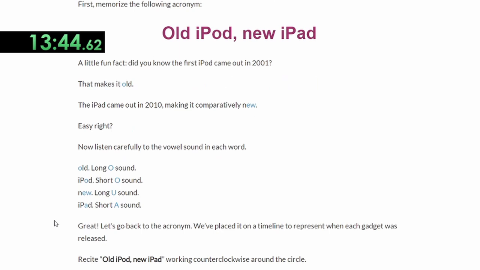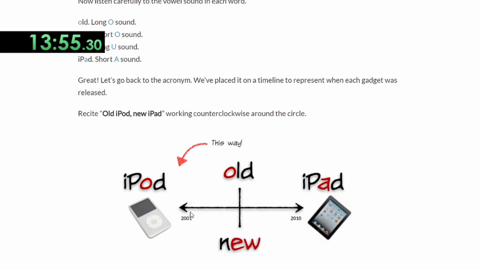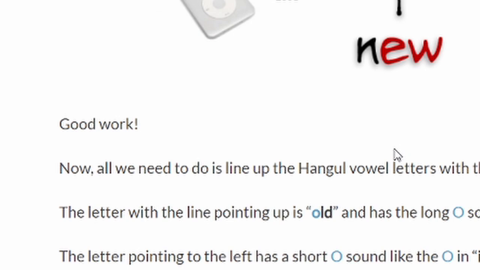We placed it on a timeline to represent when each gadget was released. Recite old iPod, new iPad, working counterclockwise around the circle. Old iPod, new iPad. So it spins counterclockwise, as in a short sound, a long sound, a short sound, a long sound. Good work.